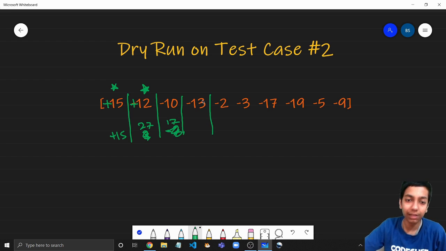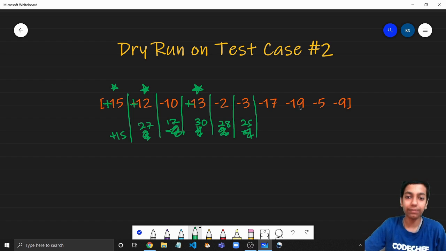Fine. Then till minus 13, the sum is 4. We can move on. Then minus 2, it is 2. Again, it's positive. Then till minus 3, it becomes minus 1. Now again a negative prefix. So the element that we are going to convert is minus 13. Marking it as well and recalculating the sums. So this becomes 30 now, this becomes 28 and this becomes 25.